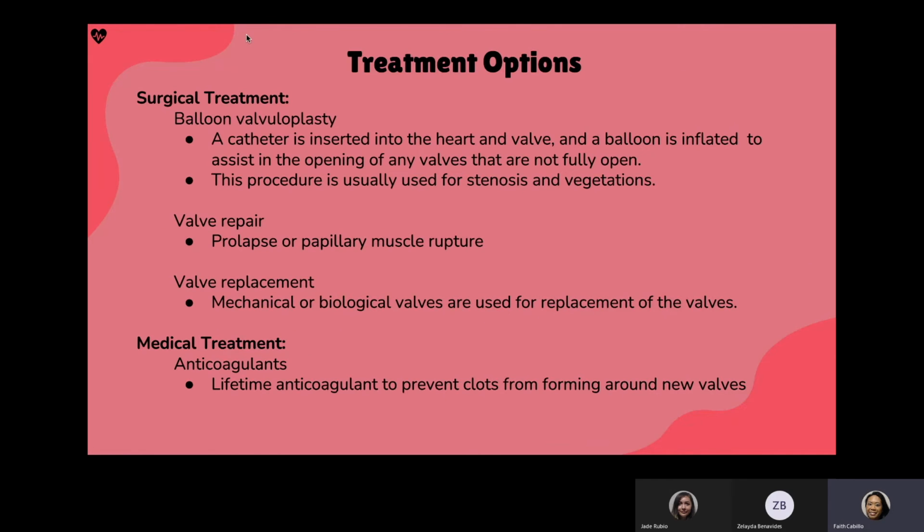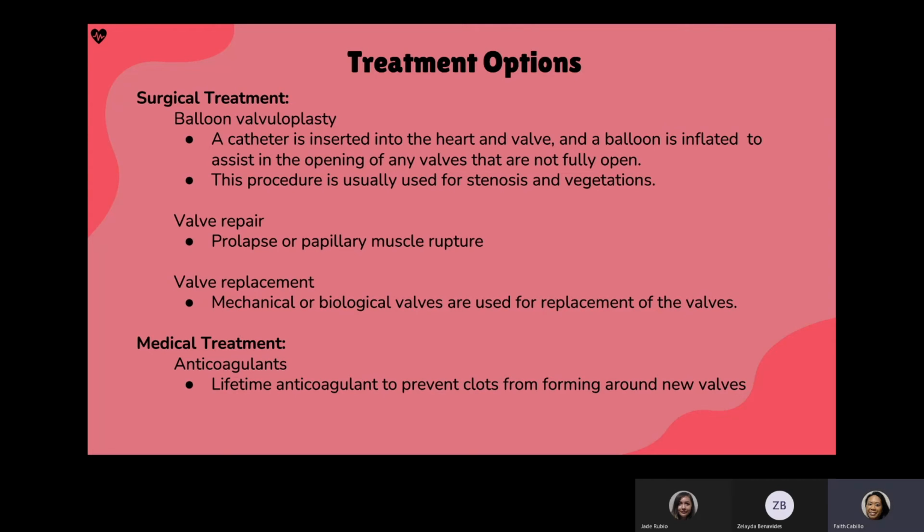Surgical interventions include fixing the opening or closing of a deficient valve. This can be accomplished by performing a balloon valvuloplasty procedure, which involves inserting a balloon through a stenotic valve. Valve repair is performed on any valves that are drooping or not completely closing. A mechanical or biological valve, such as a pig valve, may be used to replace the whole valve entirely. For valvular disease, this procedure is currently the treatment of choice.